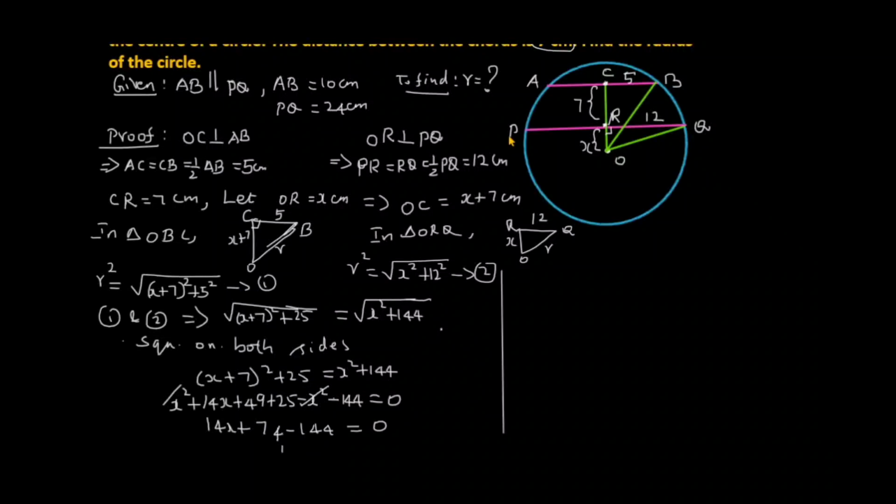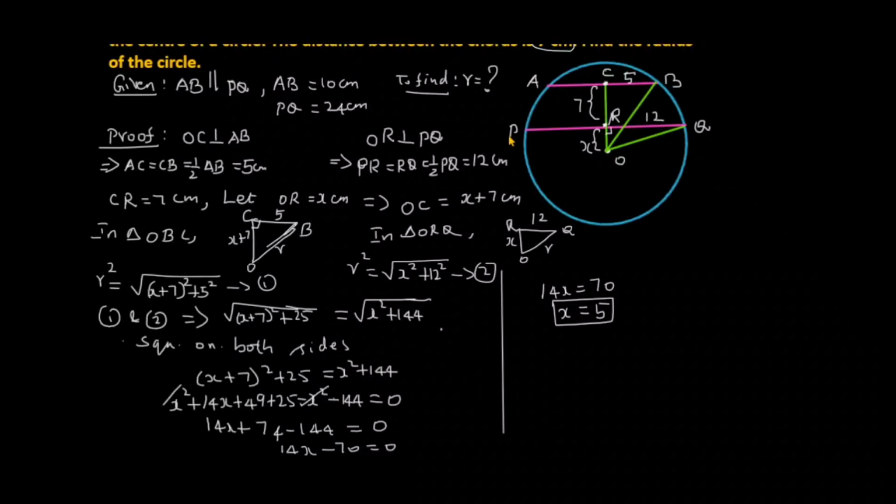So 14x minus 70 is equal to 0. So 14x is equal to 70. x is equal to 5. So we are getting the x value as 5.